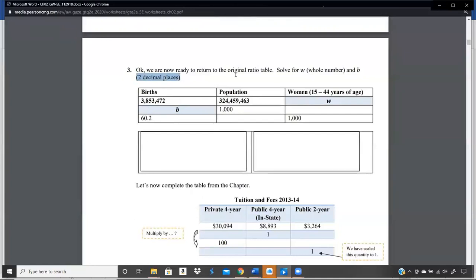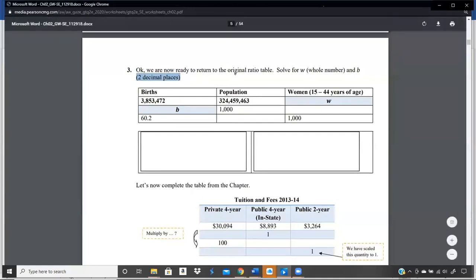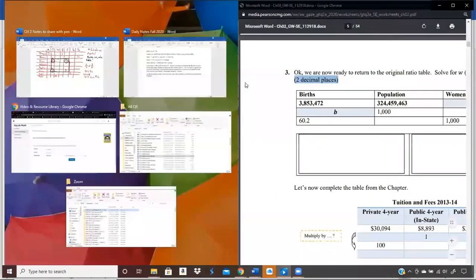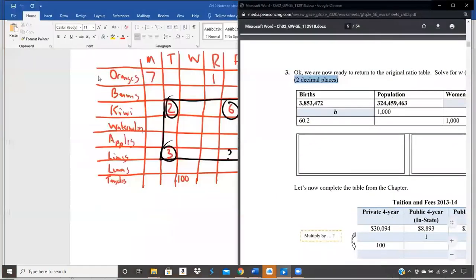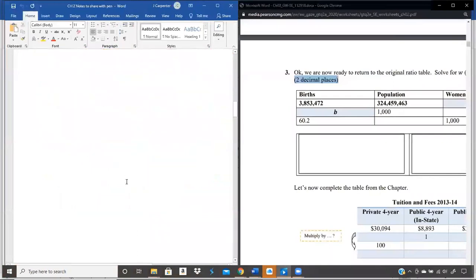Okay, so this is in a proportion table. They said everything was based on proportions, so our goal is to find the B and the W. And they give you some space to fill out the work. I don't like using the annotation that way, as you have seen multiple times. So let's just do the work over here.